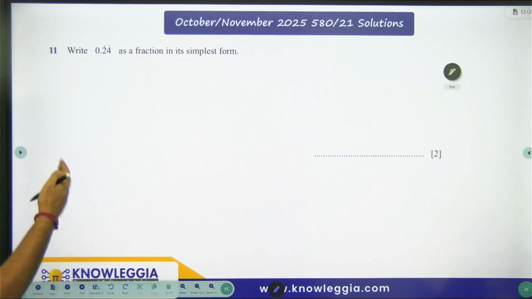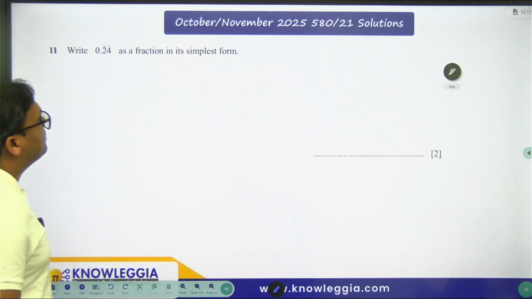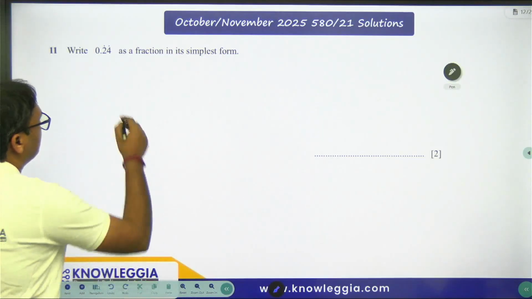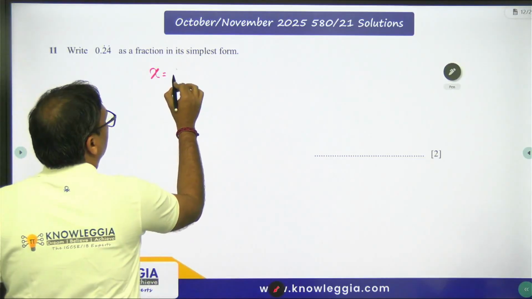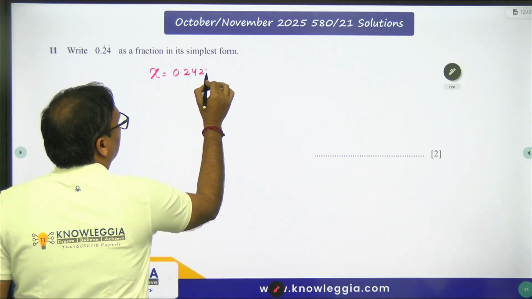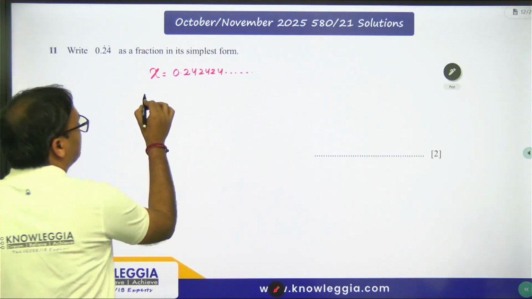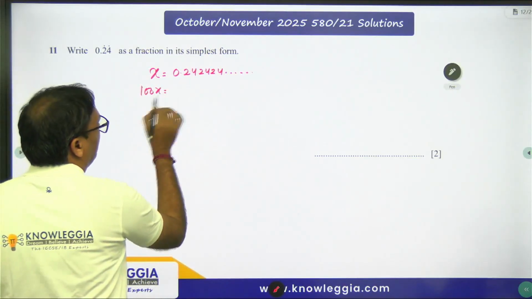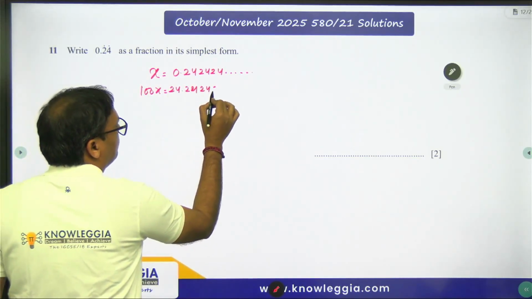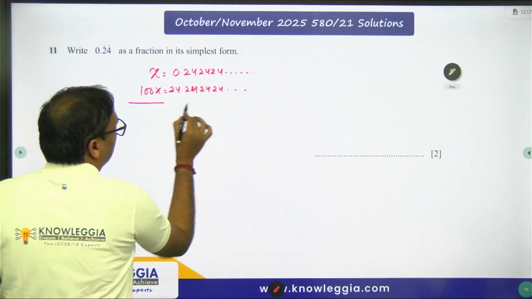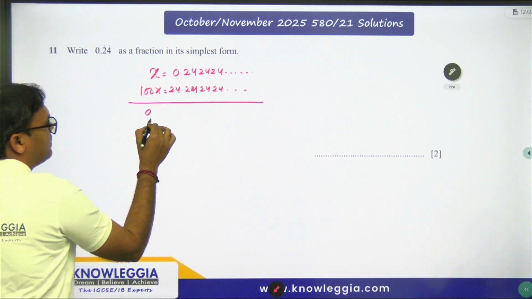Next question. Now how to convert this into p by q form, the simplest fraction. Okay, so this is a recurring decimal. You can see x is equal to 0.242424 and so on. Now what you can do is, if I multiply with 100, this will become 24.2424. Now you can see, if I subtract these two, 100x minus x, this is 99x.